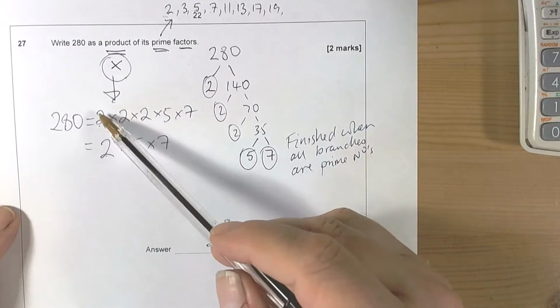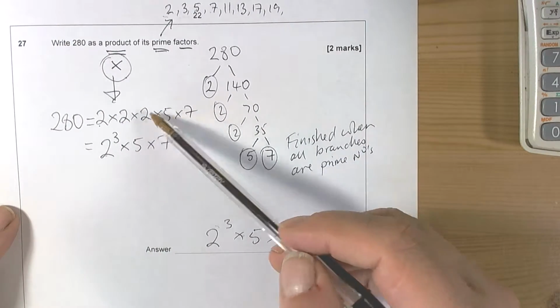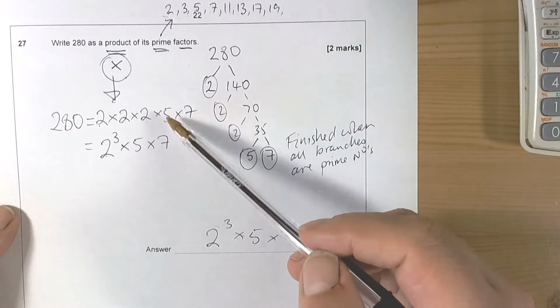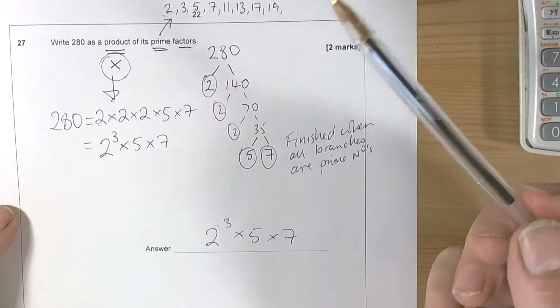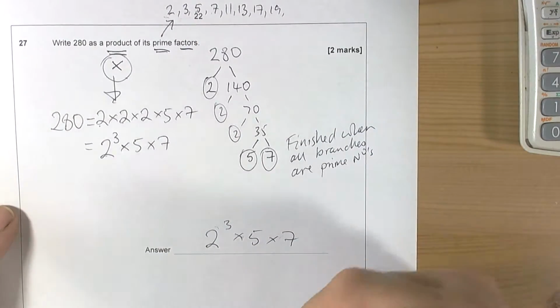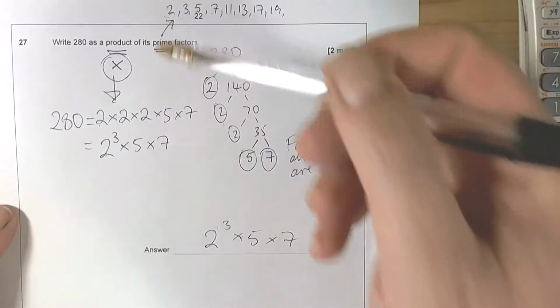So just remember, product means must be multiplied, and prime factors means you must be multiplying prime numbers. If we multiply 2 by 2 we get 4, times by 2 is 8, times by 5 is 40, and 40 times 7 is 280. So that's what it means by the product of prime factors: prime numbers that multiply together to give you the original number.